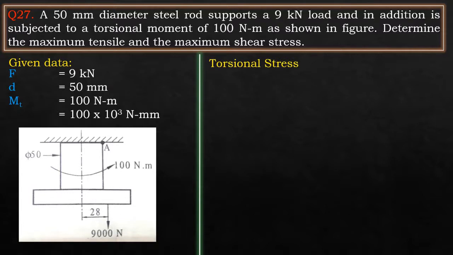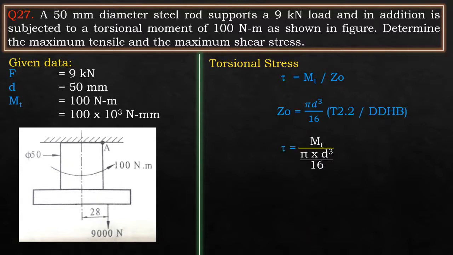Let us find torsional stress by using the equation tau is equal to Mt by Z naught. Here Z naught is the polar section modulus, which is given by the equation pi d cube by 16, and Mt is the torque applied on the component, which is already given in the numerical. By substituting these values, we will be able to determine the torsional shear stress, which is equal to 4.074 megapascals.